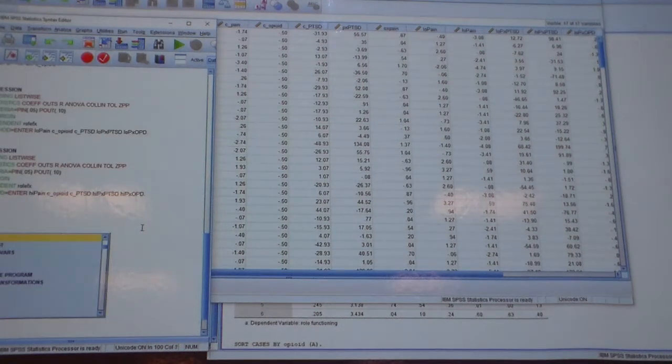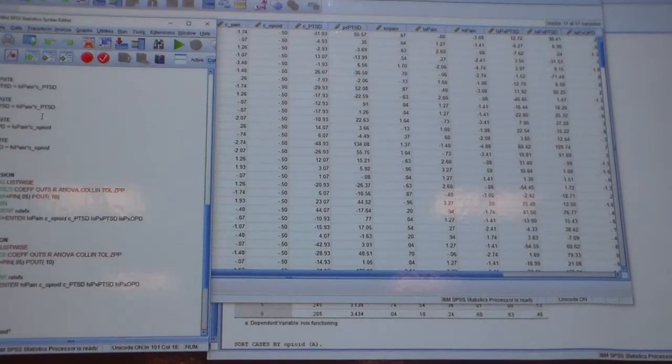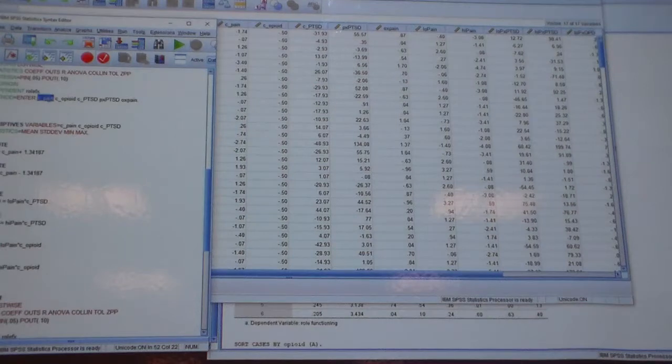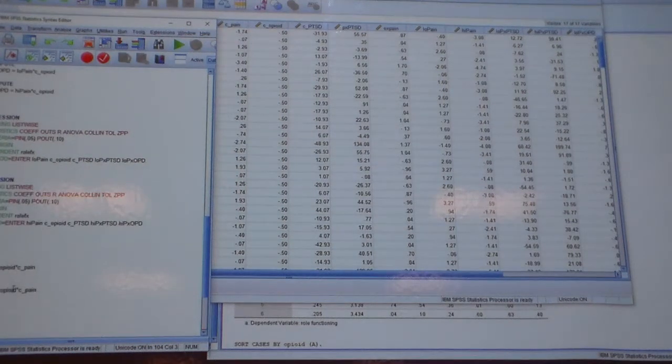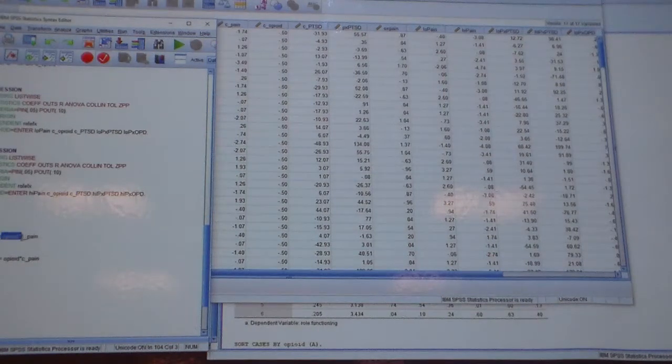So what I can do now is go through and compute a variable. No opiate times pain is going to be opioid times centered pain. Or not centered opiate. Right on.